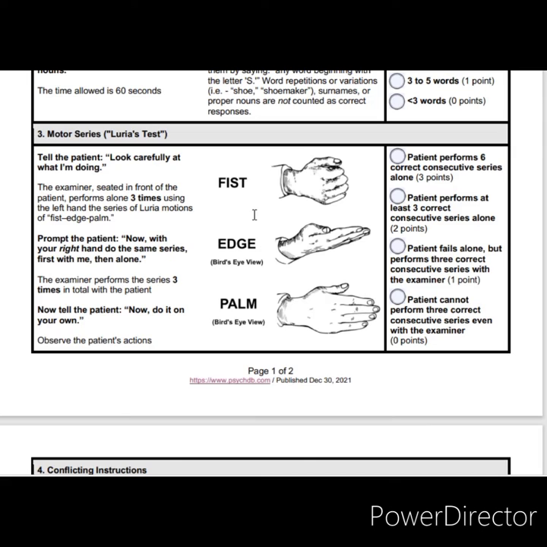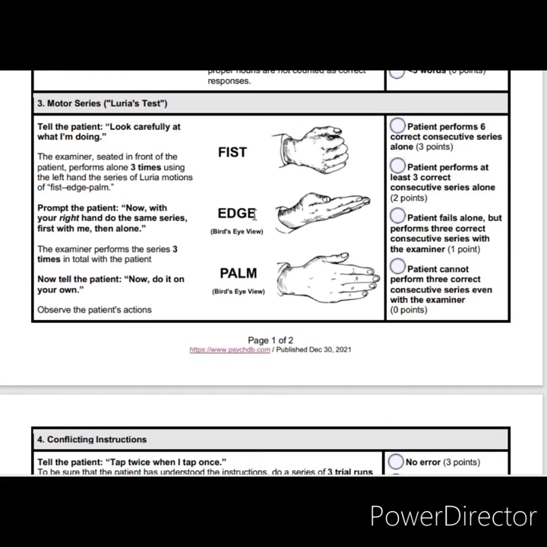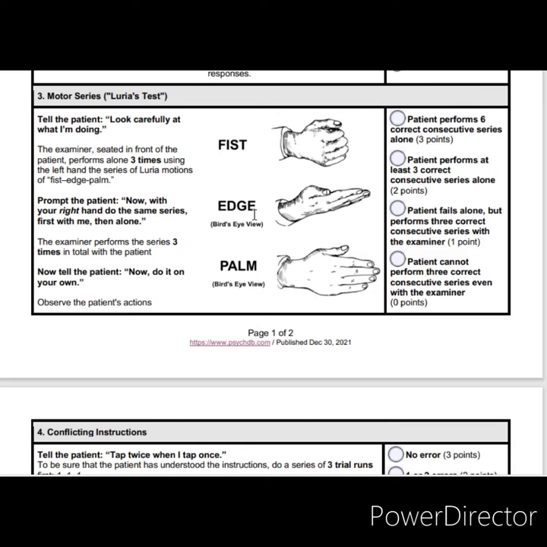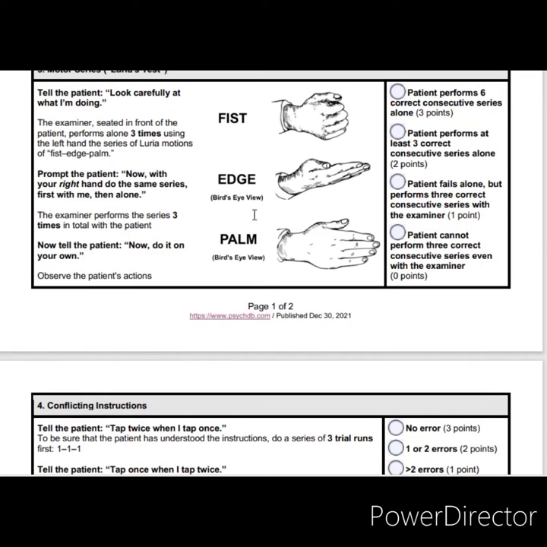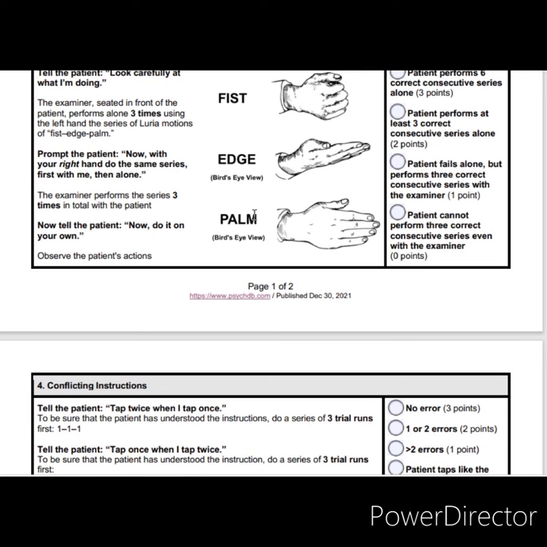If the patient performs 6 correct consecutive series, then 3 points are given. If the patient performs at least 3 correct, 2 points are given. If the patient fails but performs 3 correct series with the examiner, 1 point is given. And if the patient cannot perform the 3 correct, then 0 point is given.